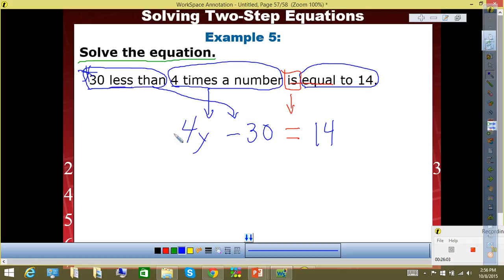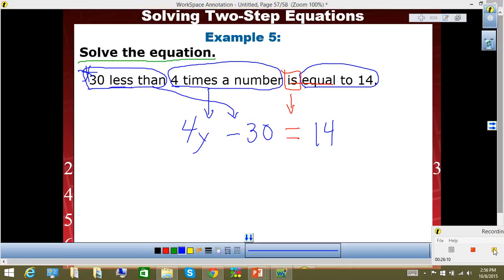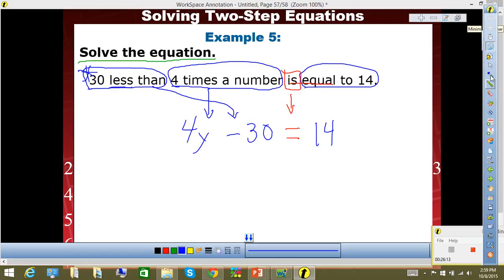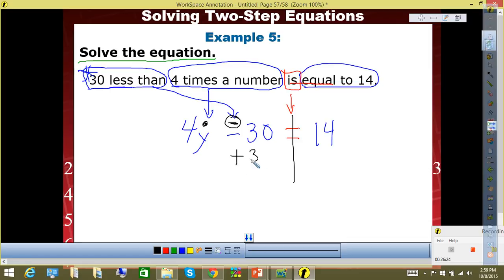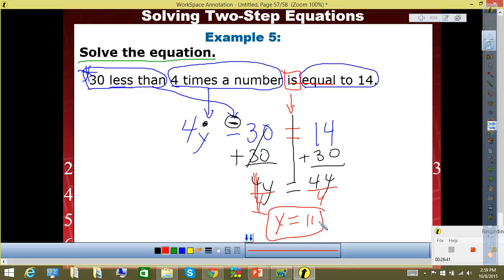Do we know how to solve this? Okay, solve it, please. See what you get. Line down the equal sign. There's multiplication and subtraction. Where do I start? Subtraction, so that means I add 30. Add 30. We're left with 4y equals 44. The last step is multiplication, so that means I'm going to divide by 4. Divide by 4. Y equals 11. Hands up if you got that. That is correct.